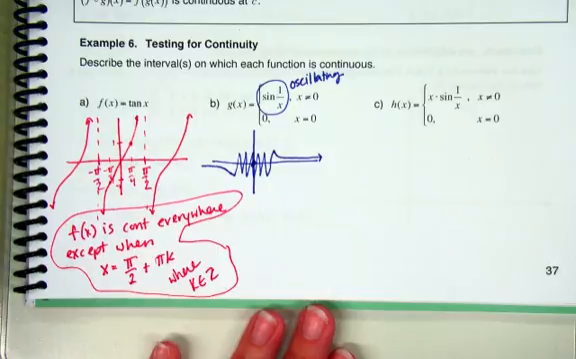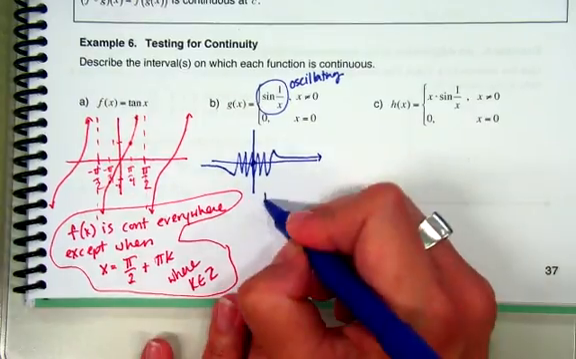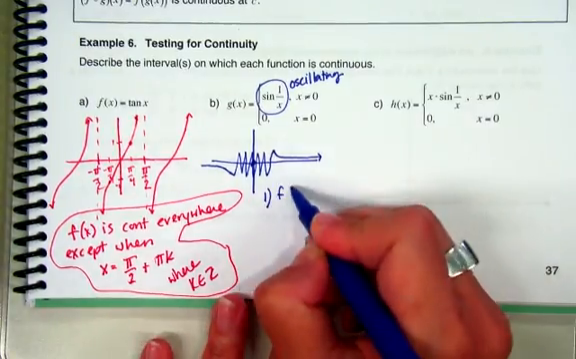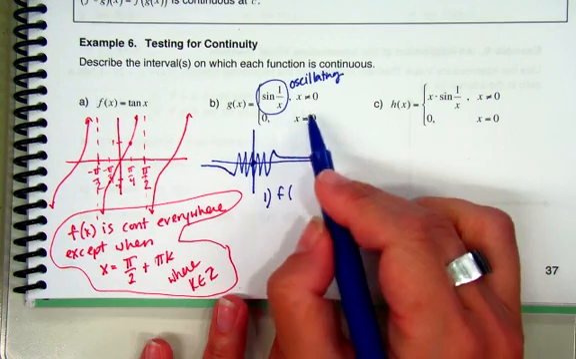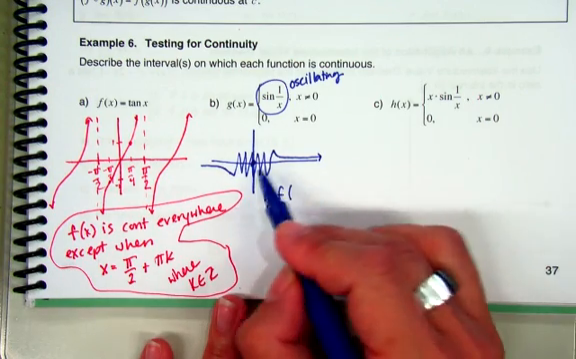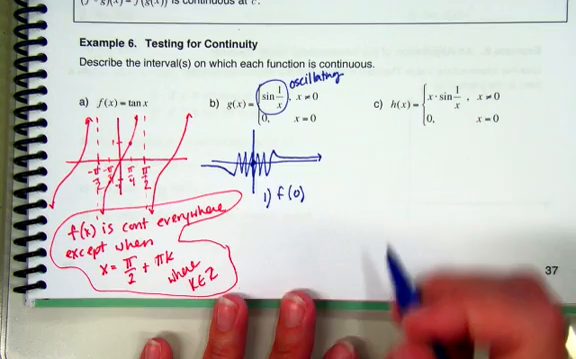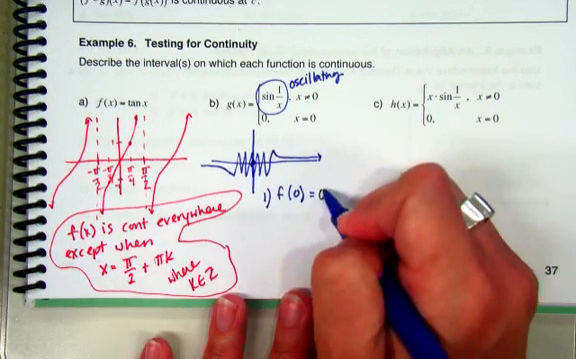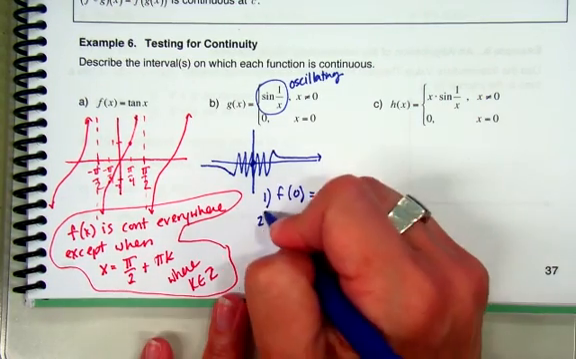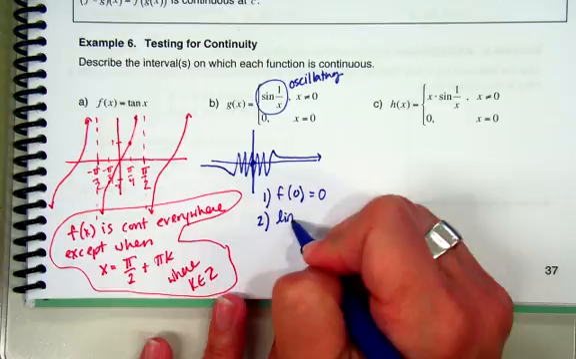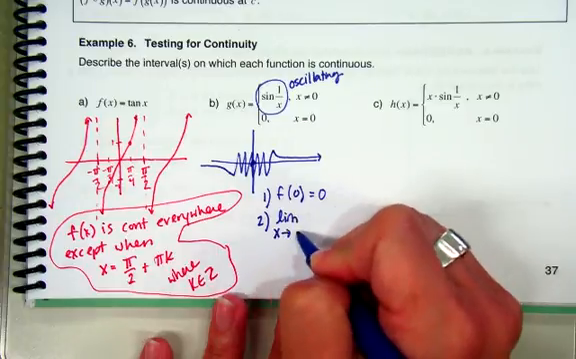Okay. So let's do our test for continuity. Step 1 said, is f of c defined? Well, it's defined everywhere, and we're going to just examine it at 0 because that's really our big question here. So f of 0 is equal to 0. They told us that. Step 2 asks about the limit, though. So what's happening with my limit as x is approaching 0?